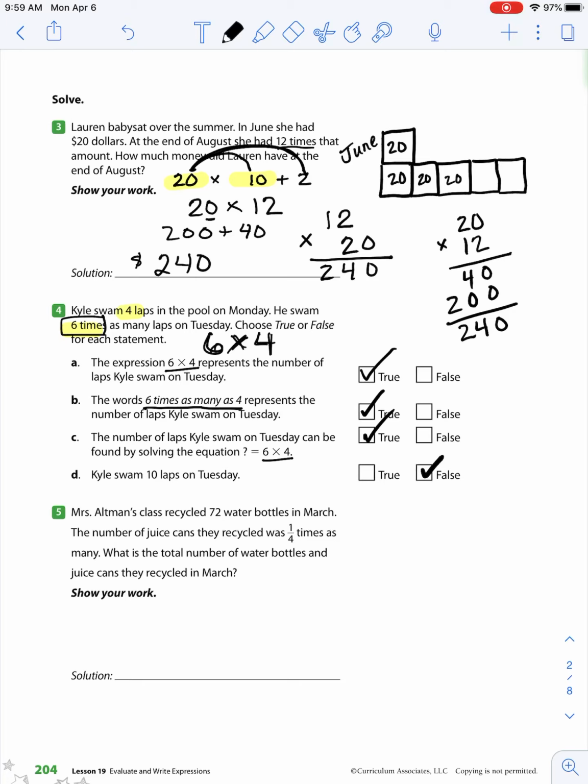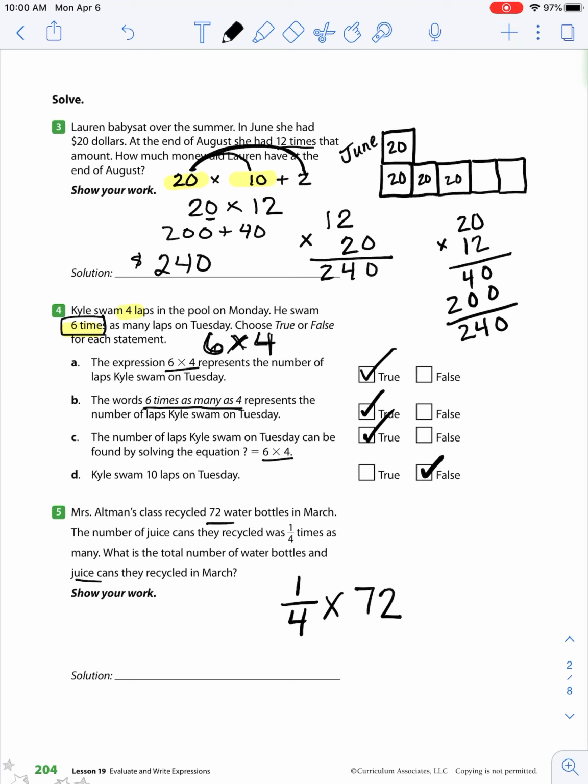Mrs. Altman's class recycled 72 water bottles in March. The number of juice cans they recycled was 1/4 times as many. What is the total number of water bottles and juice cans they recycled in March? Okay, so they recycled 72 water bottles in March. The number of juice cans they recycled was 1/4 times as many as those 72 water bottles. So what is the total number of water bottles and juice cans they recycled?